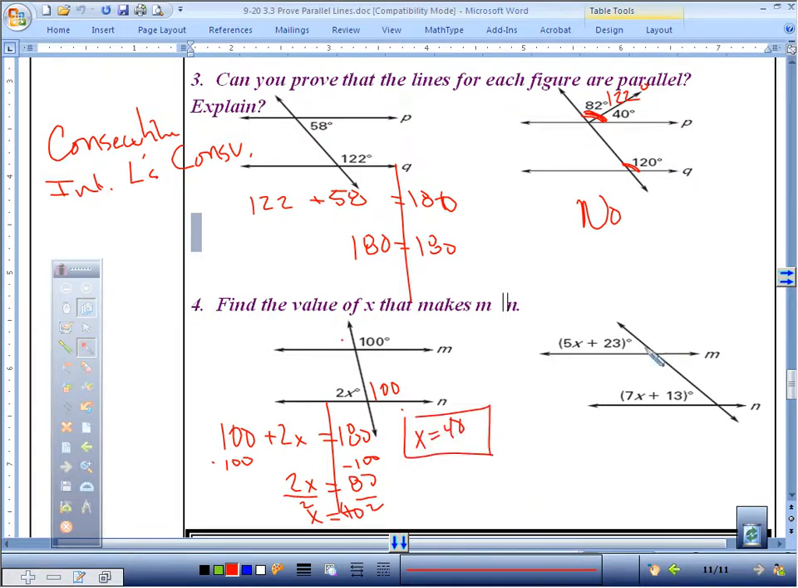This one is more straightforward. I see that these two are corresponding, which means that they are congruent. So I set the two equal to one another, then I rearrange and solve. So I'm left with 10 equals 2x, divide both sides by 2, and x equals 5.